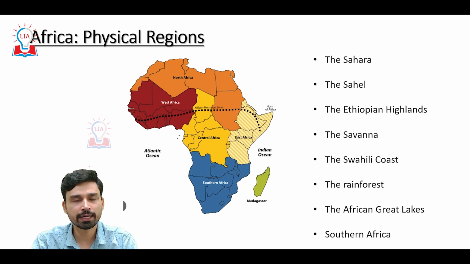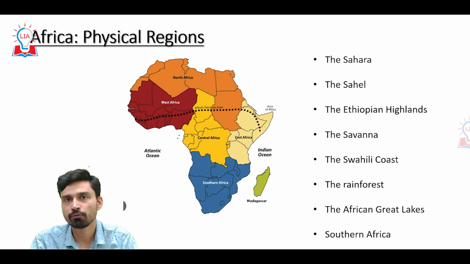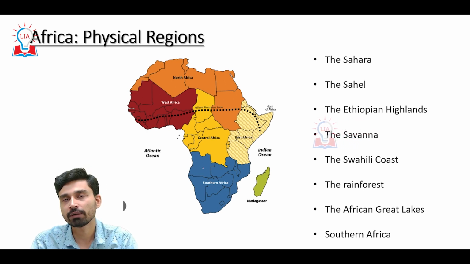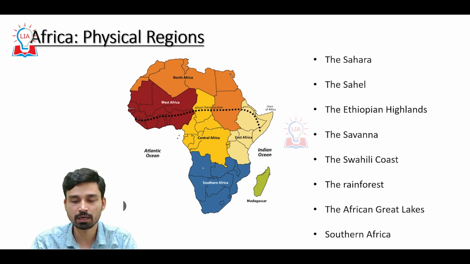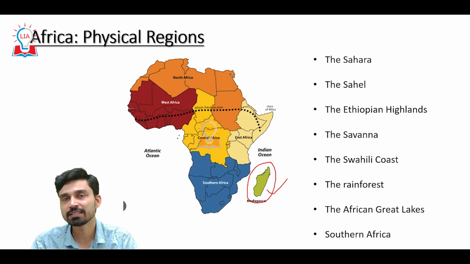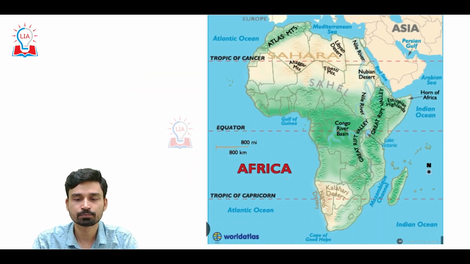Now, if we try to divide Africa into major geographical regions, we can divide it into 8 major geographical regions. We have the Sahara Desert, then the Sahel region, then the Ethiopian highlands, then the Savannah region, the Swahili coast region on the eastern coast of Africa, then the equatorial and tropical rainforest in Africa, the Great Lakes region somewhere in the central east part of Africa, and then the southern region of Africa called Southern Africa, which has countries like South Africa, Botswana, Namibia, Lesotho, and all these. Apart from that, the African continental landmass also has an island situated slightly off the eastern coast of Africa, called Madagascar Island.